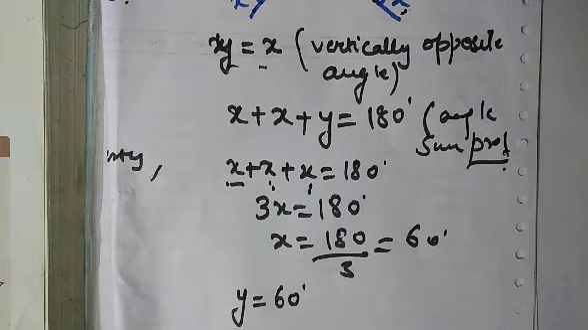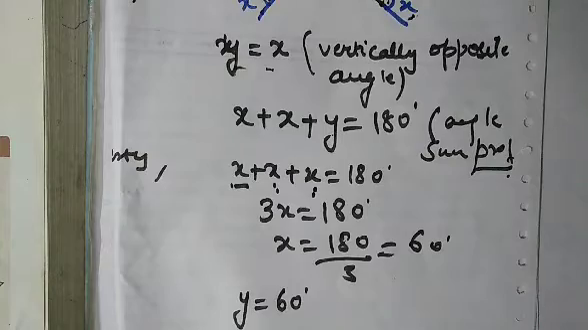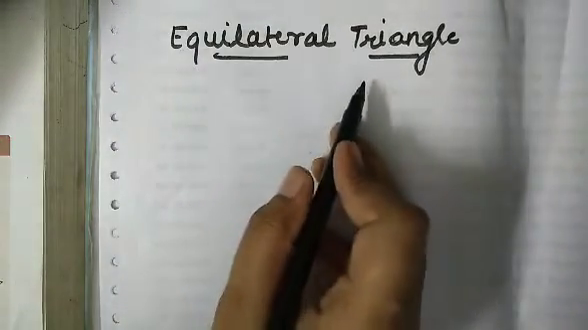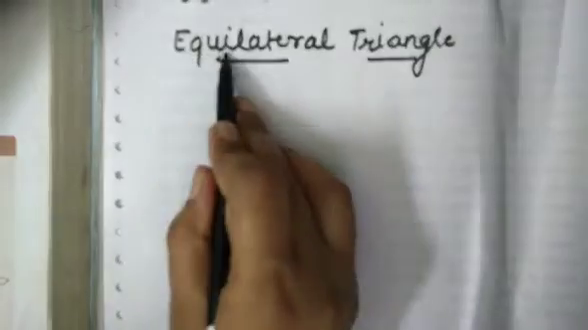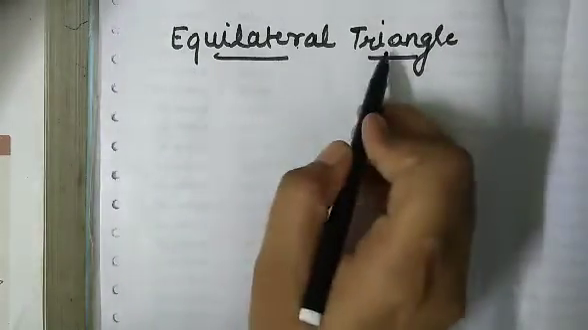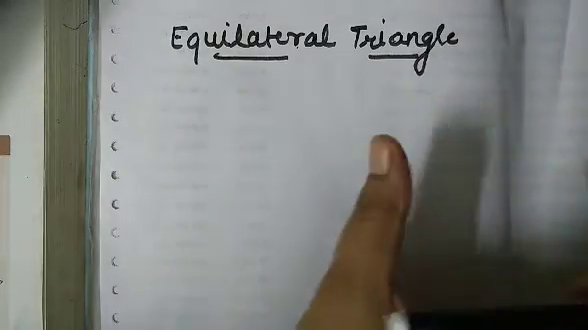Now come to the next topic. In the next topic we are going to learn about two special triangles, that are the equilateral and isosceles triangle. So first we will discuss the equilateral triangle. Equi means equal, lateral means side. It means a triangle having all the sides equal in length is known as an equilateral triangle.